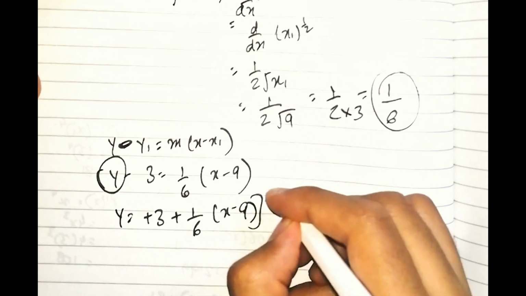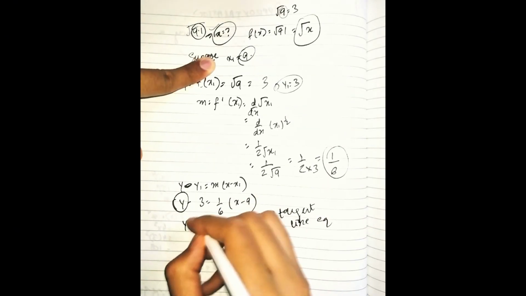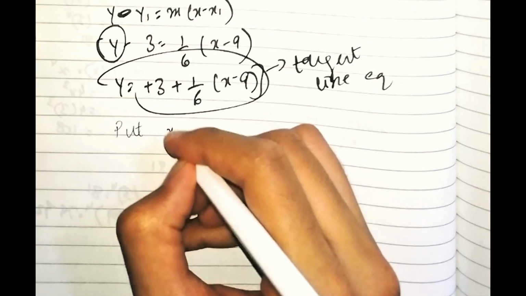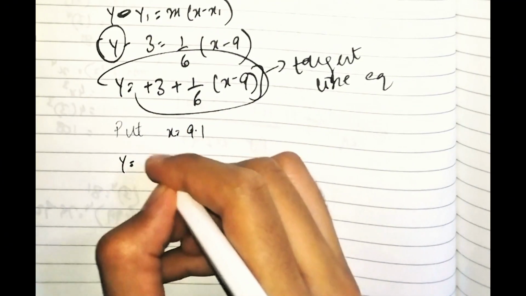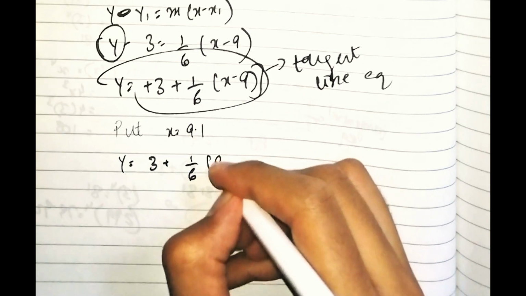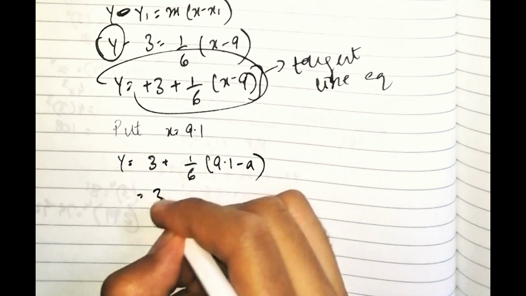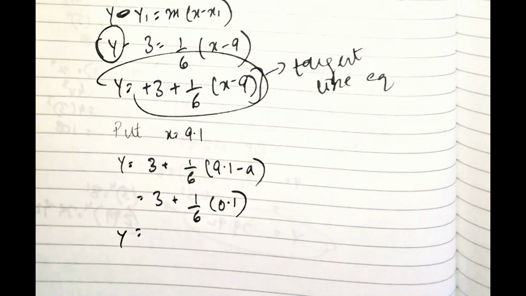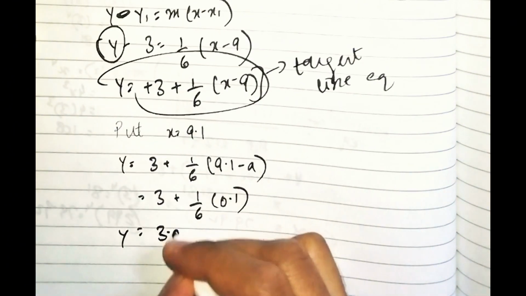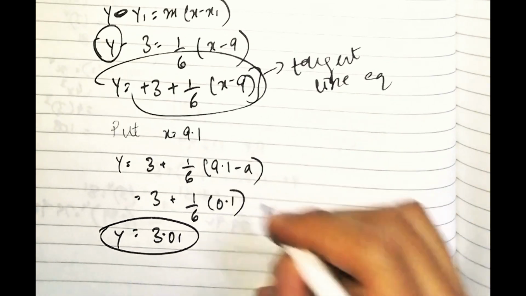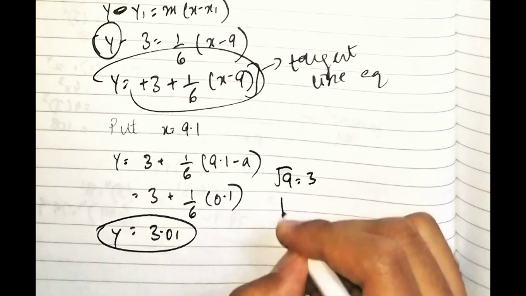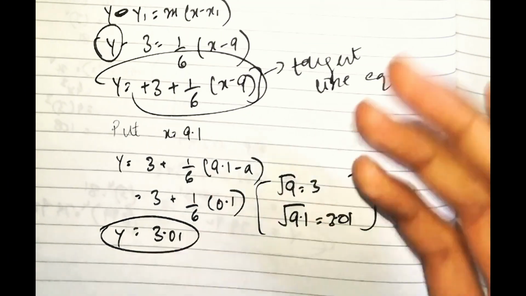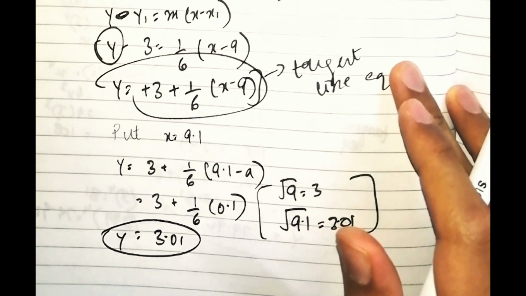Now this equation right over here can be used to approximate the value of the original function at 9.1. Okay, put x is equal to 9.1. So y is equal to 3 plus 1 divided by 6 times 9.1 minus 9, which is 0.1. If we do all of these things, we have 3.01, which actually makes sense because square root 9 is 3 and square root 9.1 is about 3.01. So we have just approximated the value of square root 9.1.